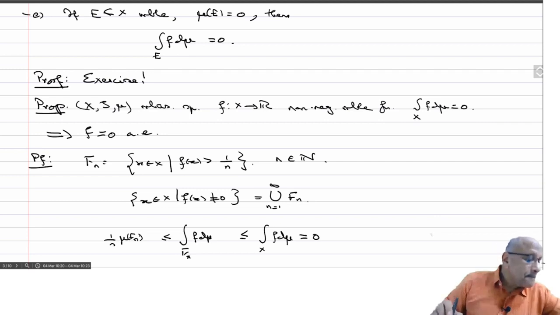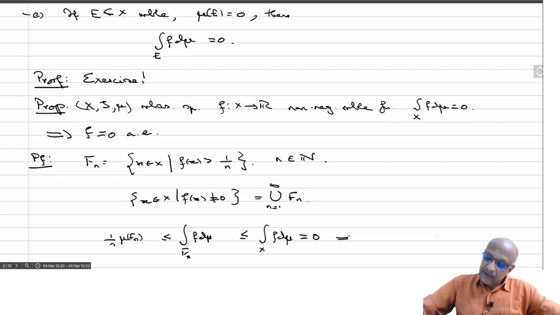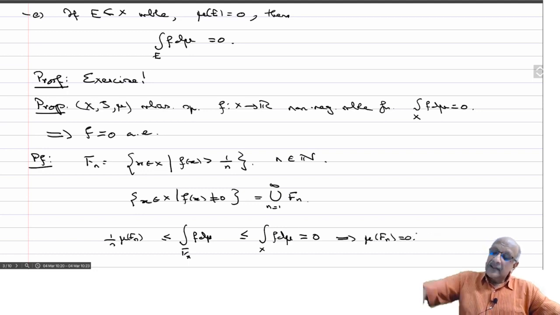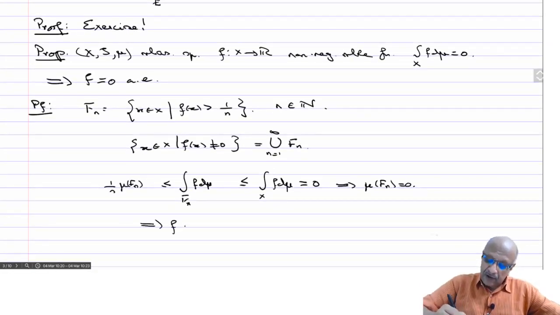And this implies mu of F_n equals 0, and therefore since it's the union of sets of measure 0, this implies that f equals 0 almost everywhere.